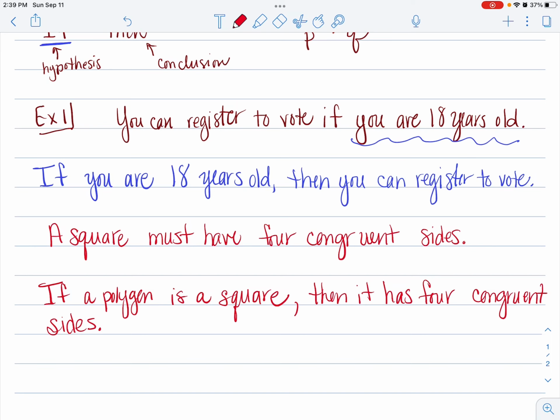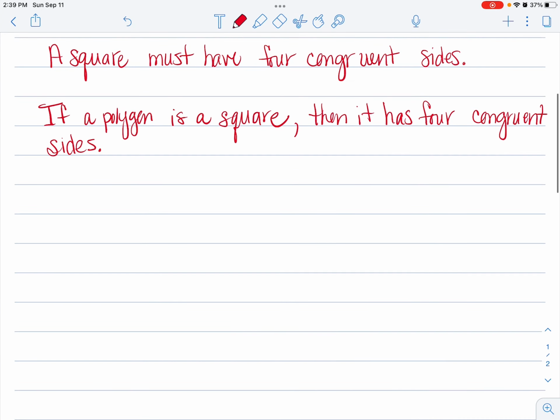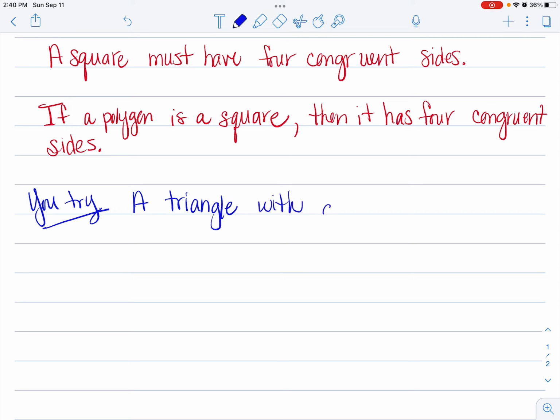So I'm going to give you one to try, and whenever I come back tomorrow, I'm going to ask you to show me the correct answer. So this is the one that I want you to try. Again, you're writing this as a conditional statement. A triangle with all angles congruent is equilateral. So let's see what you come up with.